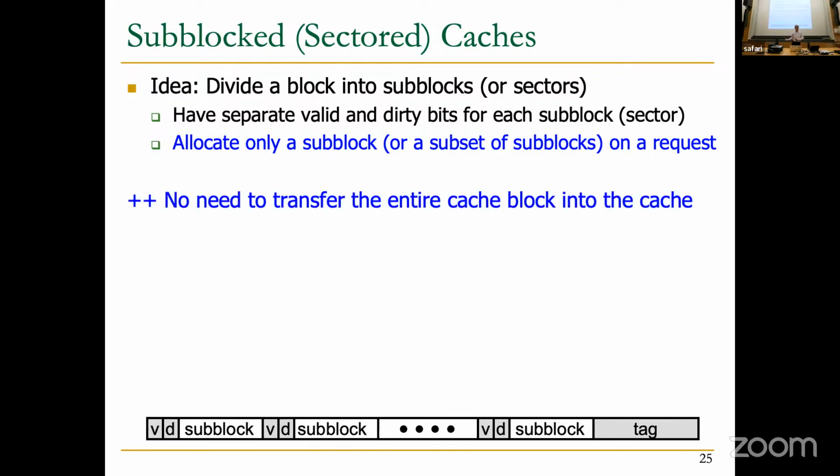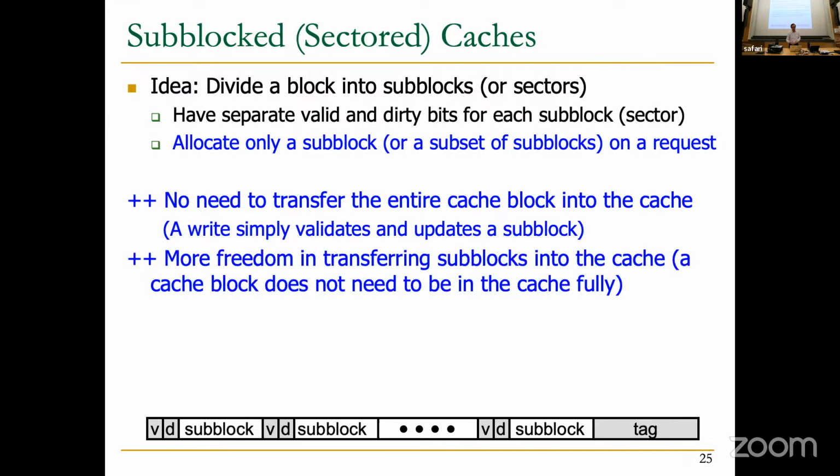So the huge benefit of this is no need to transfer the entire cache block into the cache. You can just write to a sub-block, and then you can write back the modified sub-block later on, and then merge the data. So that's good. A write simply validates and updates the sub-block. Now, there's also another benefit, because now you have more freedom in transferring sub-blocks into the cache. A cache block does not need to be in the cache fully.